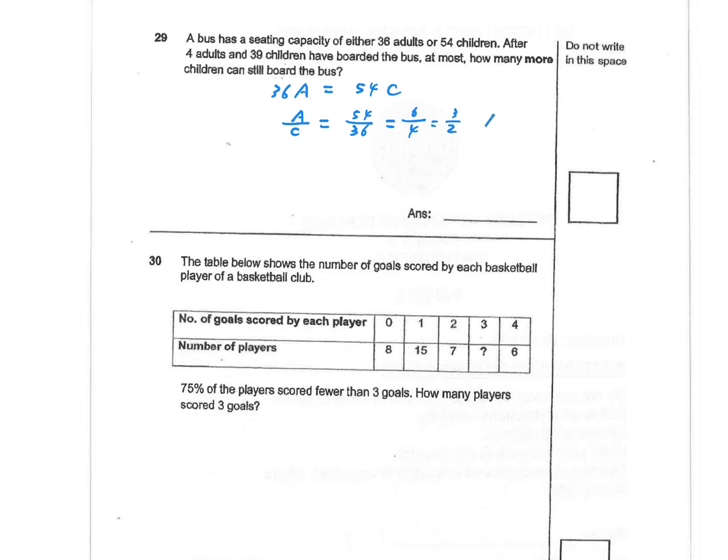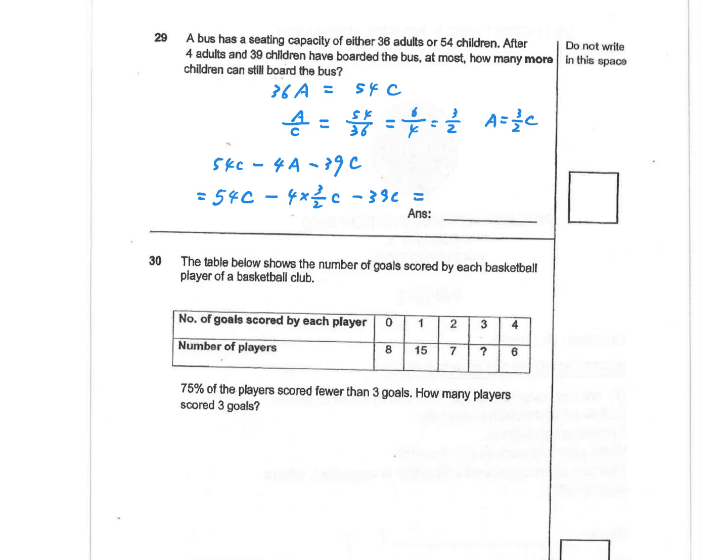That means each adult is going to take 1.5 children in terms of seating capacity. So now the total capacity is actually 54 children. And since we already have 4 adults, we minus 4A, and we also have 39 children, so minus 39 children. Because 1 adult is equivalent to 1.5 children, or 3 over 2 children, we can have total capacity 54C minus 4 times A, where A is equivalent to 3 over 2 C, minus 39C, right?